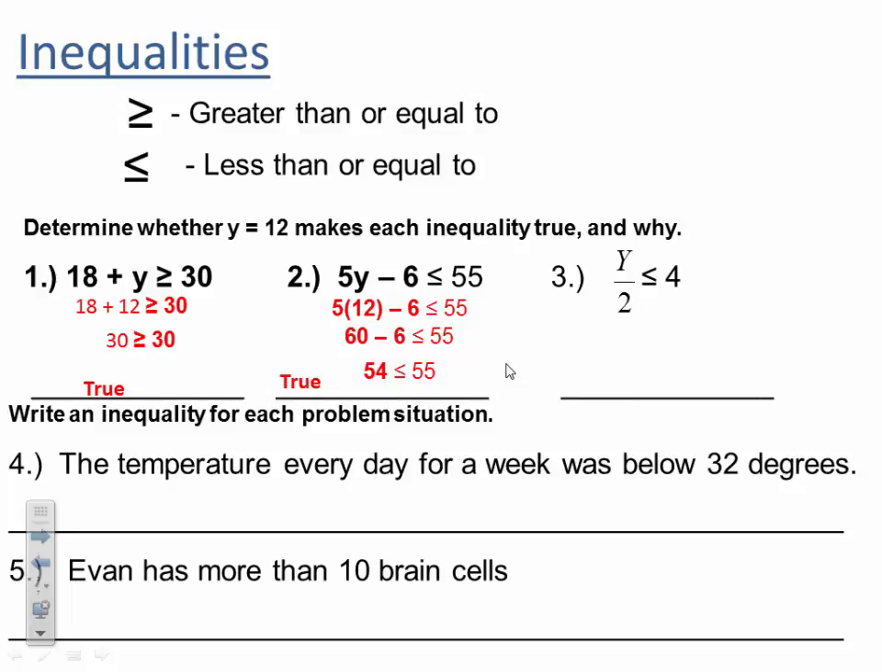Okay, so we substitute here. We put the 12 in for the y. So it's 12 over 2. 12 over 2 is division. That's a fraction's division. 12 divided by 2 is 6. Is 6 less than or equal to 4? It is not. So in this case, we're saying putting 12 in there would be false.